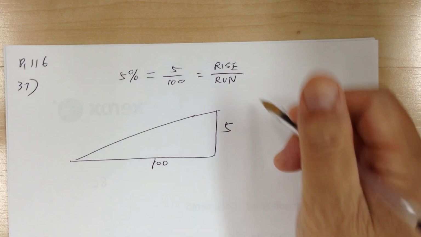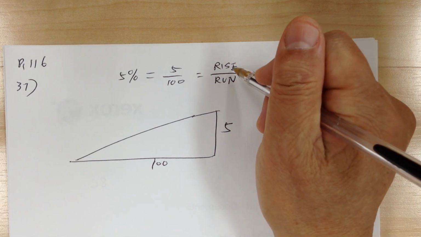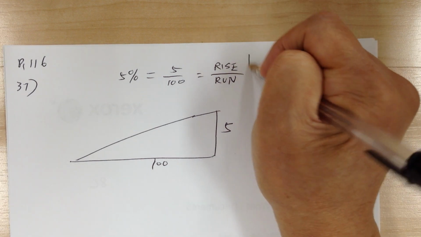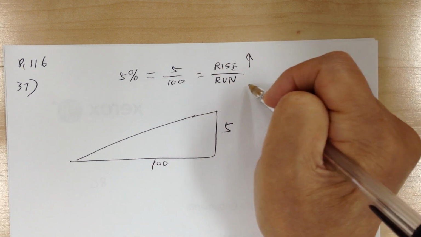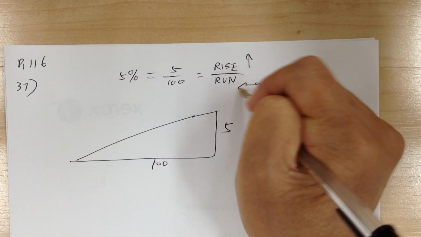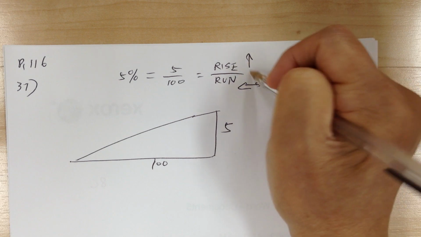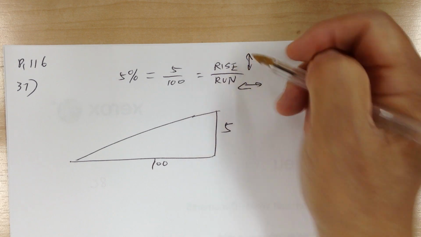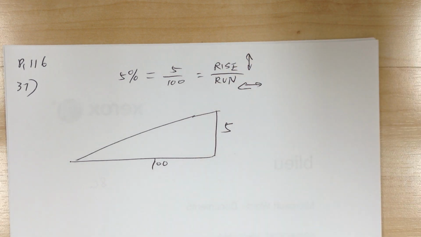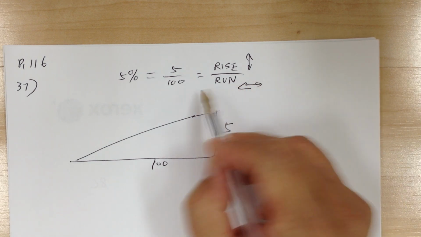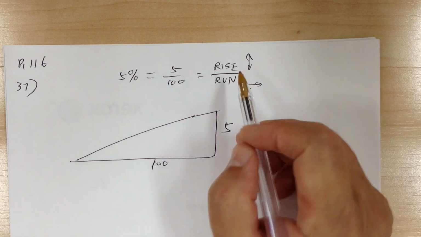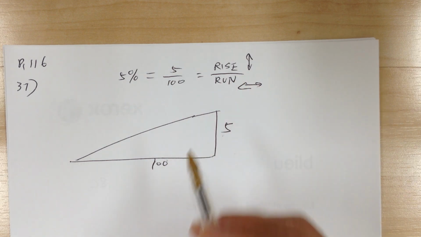Now, if you don't remember which is which, just remember what direction you go. When you rise, you go up. When you run, you run sideways. So when you rise, you go up or down. Think about when you rise up from a chair: it's going vertically. When you run, it's horizontal. So run is horizontal. That's how you remember.